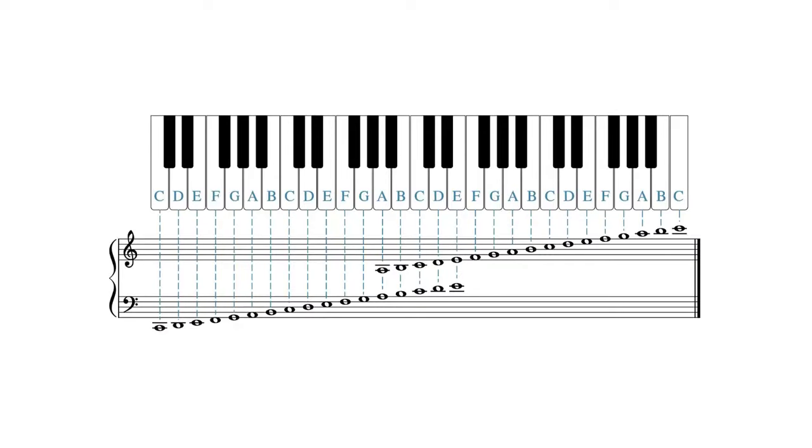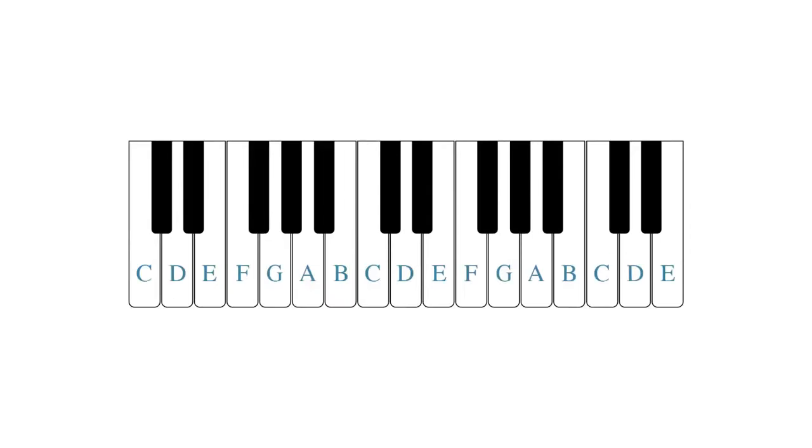There are 7 letter names in music notes. Starting from A, they are A, B, C, D, E, F, G. For example, on the piano, each letter name represents one key. After the note G, letter names repeat in a loop.